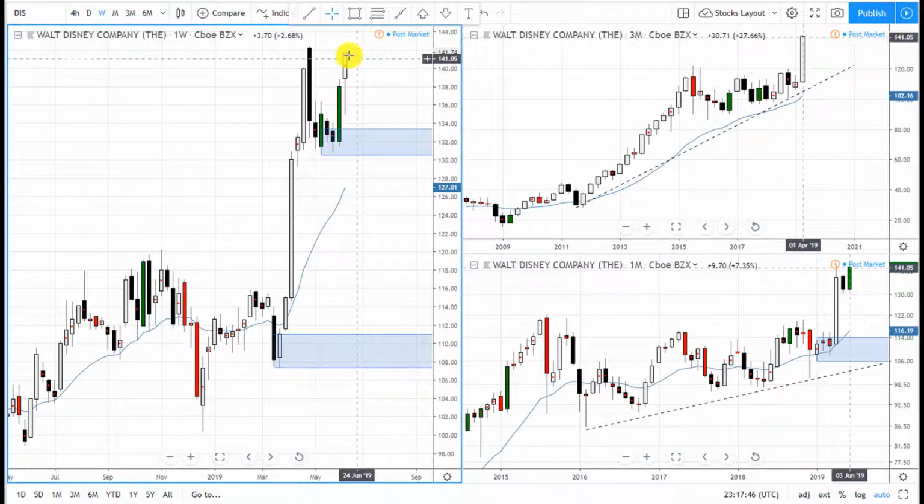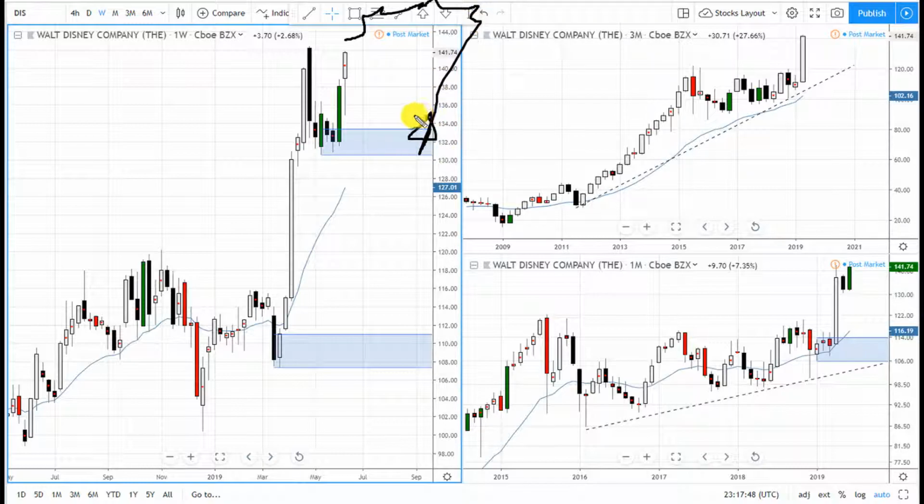But if after a few months it does nothing, and then it comes down, we have to wait for a valid entry point at that time. It's not going to be valid anymore, so we just have to look. But if Disney provides any kind of long opportunities, I will be updating this chart and uploading a new video.